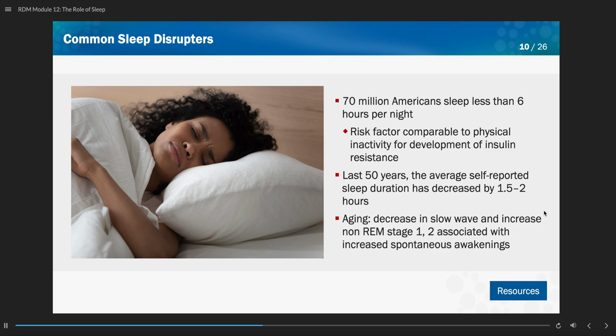of valuable lifestyle prescription. As we age, there's a decrease in the slow waves. Again, that's the stage 3, stage 4, and an increase in non-REM sleep, stages 1 and 2. And there's a greater association with aging and spontaneous awakenings. And so we can see that that's critical to both glucose metabolism and healing.